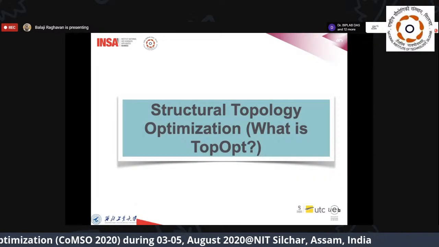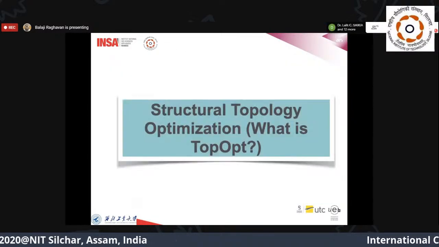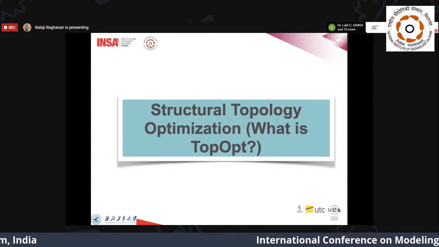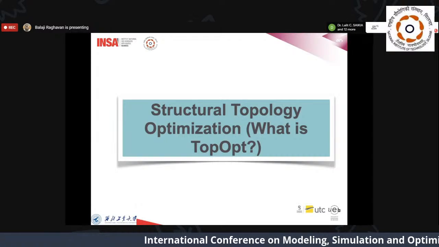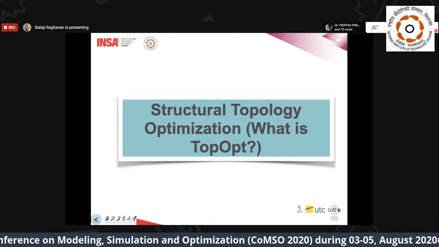So anyway, why TOPOP? Because it's everywhere. It's ubiquitous at this point, and it's going to get even more important as more and more countries turn to 3D printing. All right. So then, what is TOPOP?